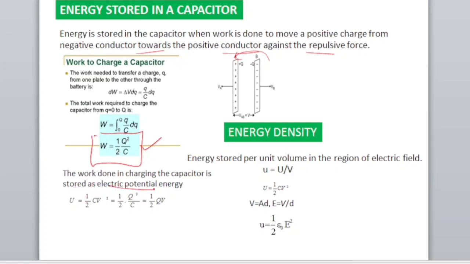So the electric potential energy stored inside the capacitor is given. There are three forms: one is Q square by 2C, half CV square, and half QV. These are three forms of energy stored in a capacitor.